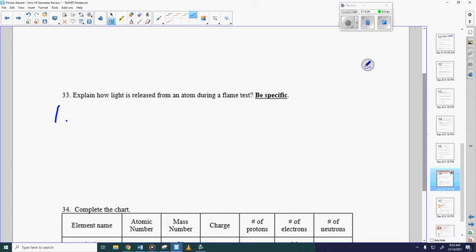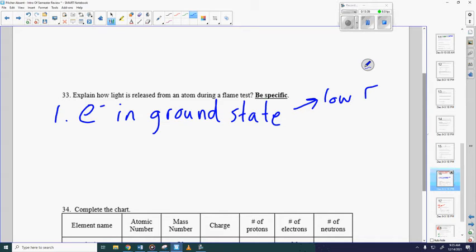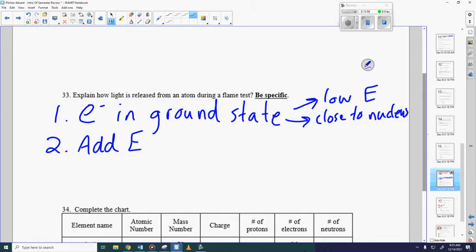Okay. So your electrons are in, I'm going to be pretty brief here. You should probably give it a little bit more detail. Ground state. Oh, I love it. That's low energy, close to nucleus. Remember, you can't just drop the magical term ground state. You got to make it clear to me that you know what that means. So then you add some energy. And this is when you are striking the substance. You are putting it into a flame. You're flipping a light switch. You're adding energy somehow to whatever the substance you're working with is.